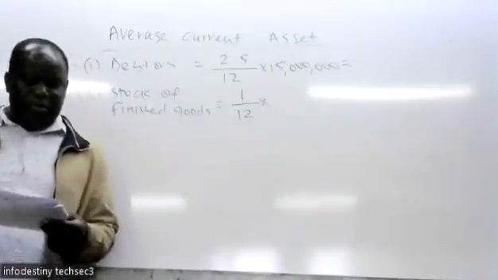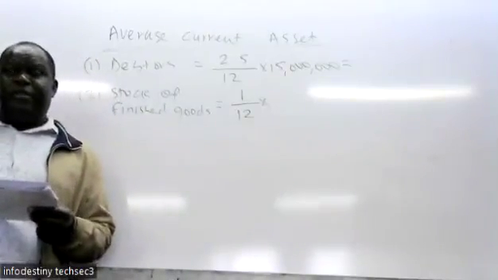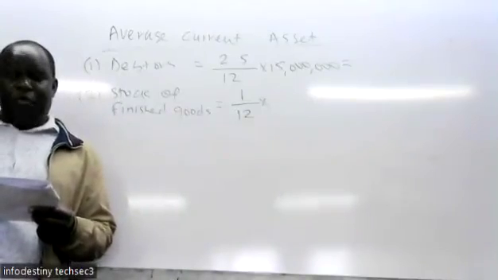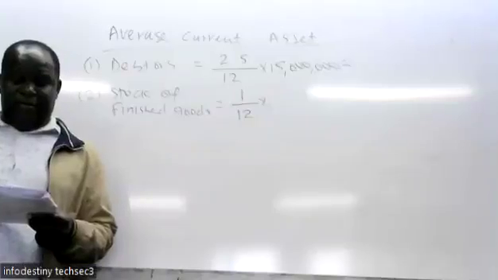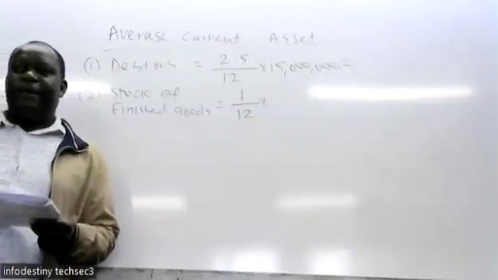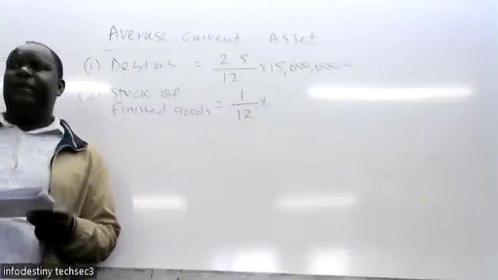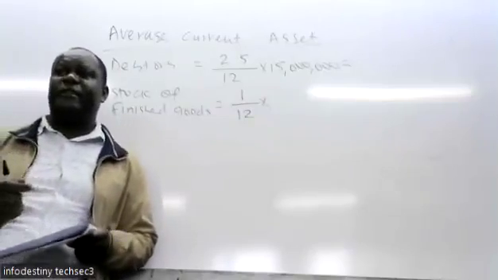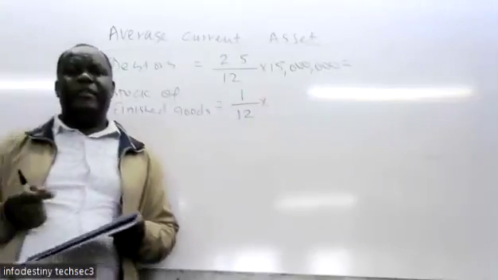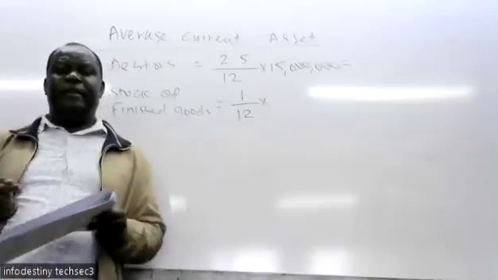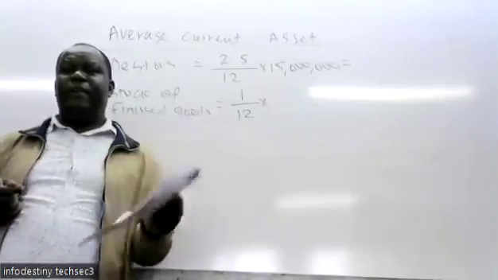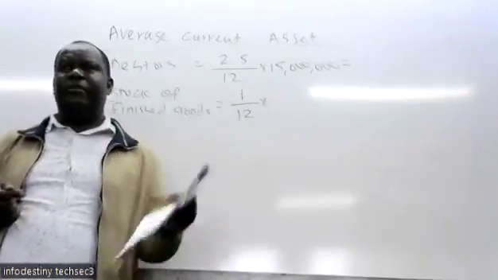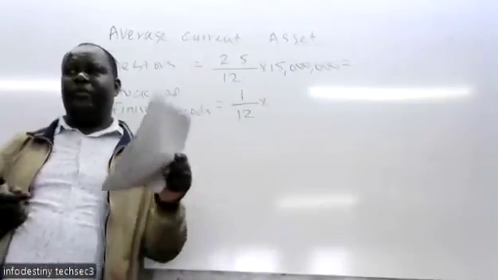But when you go to the note number 3, you see the note number 3. Work in progress and finished goods are valued at material labor, and that is the case. Some questions may not give you that sentence, but know that work in progress and also the finished goods are valued at material, labor and variable overhead.